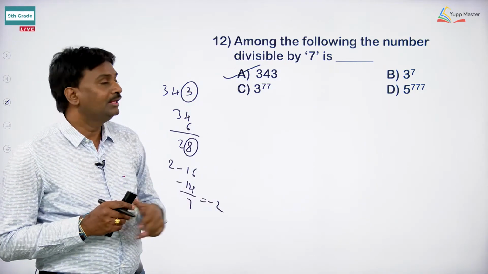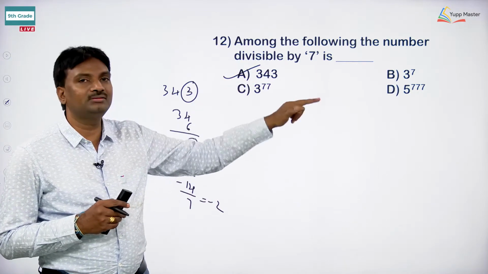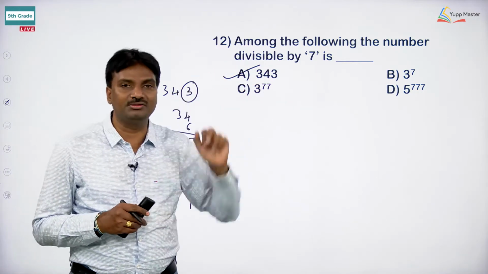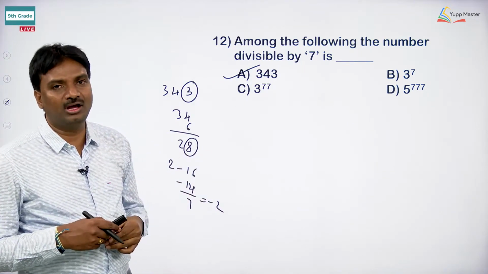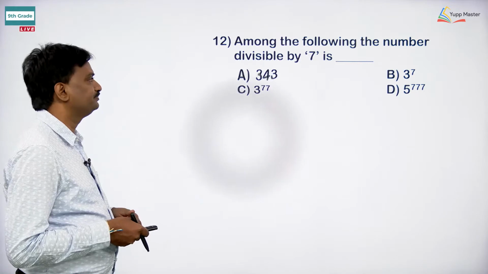So that's why the number divisible by 3 among the given 4 options is 343. So that's why option A can be taken as the correct option for the given problem.